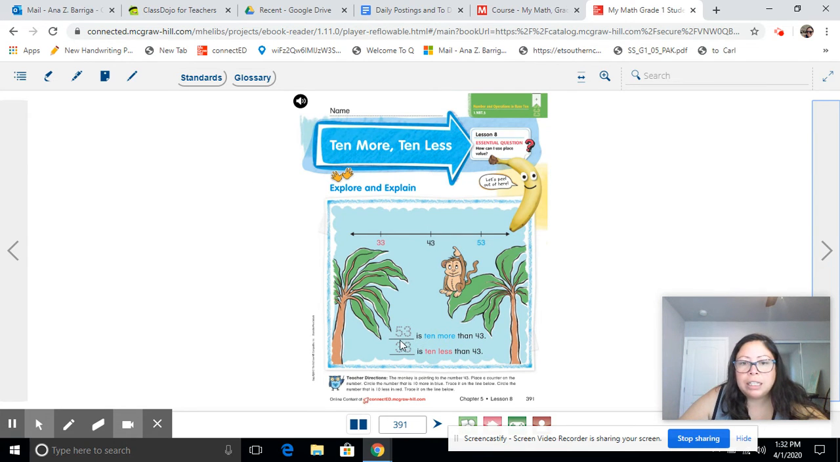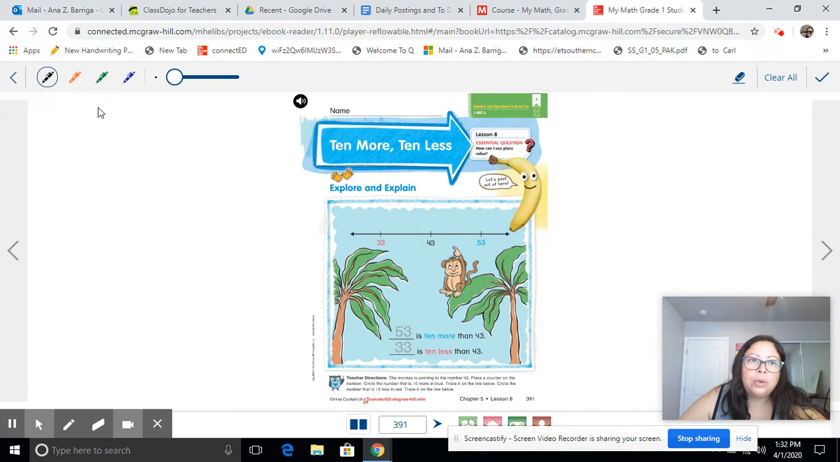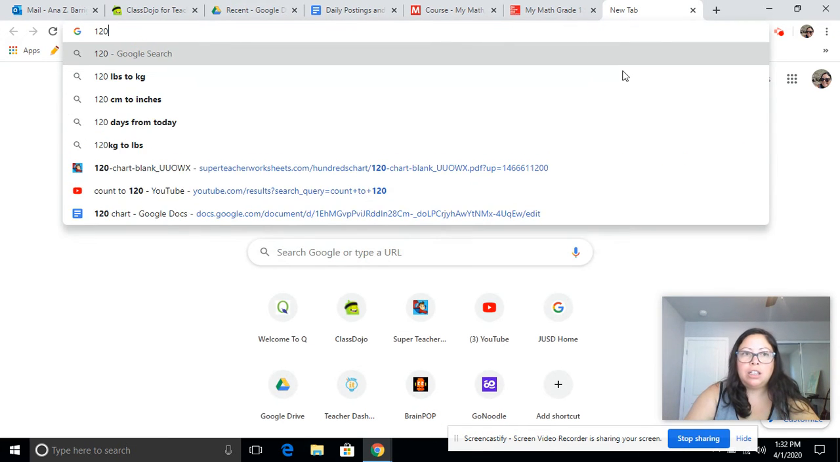So now it says 53 is 10 more than 43. So 10 more. So if I were to add 10 to 43, it changes to 53. And so the way I can show you is if I were to write 43 on a 100 chart, and then I go to the next row, I know that's 10 more, so it has 53.